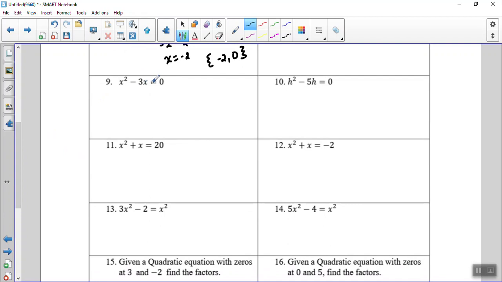Over here, this one is not factored, but I see that in these two terms I have a common factor of x, so I'm going to factor it out. If I factor out x from here, I have x remaining, minus, factor out x from here, I have negative 3. And that equals 0. And then you have x equals 0, and then x minus 3 equals 0. This has two factors.